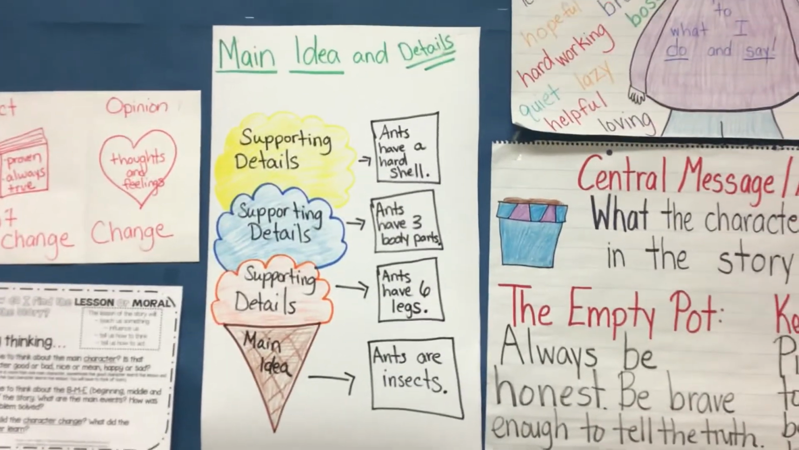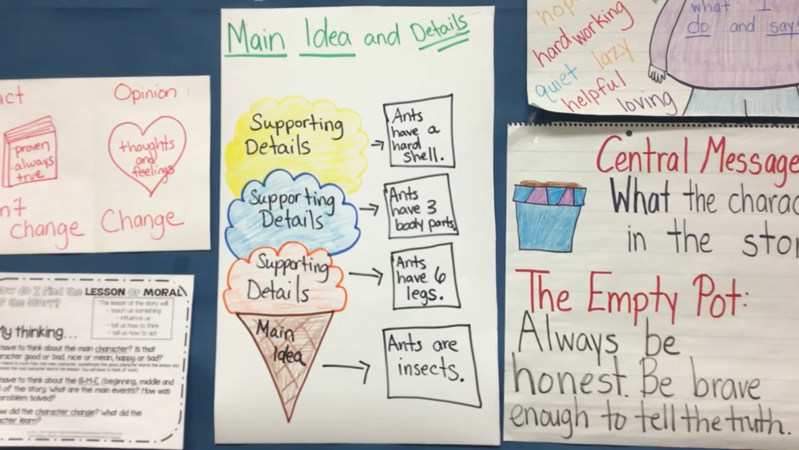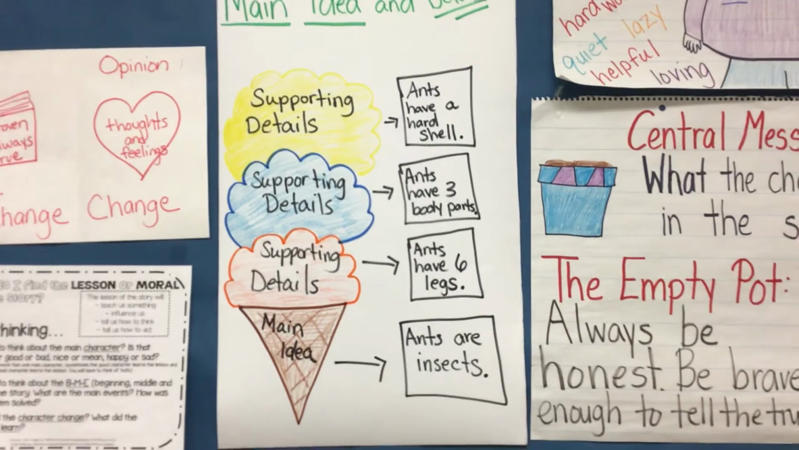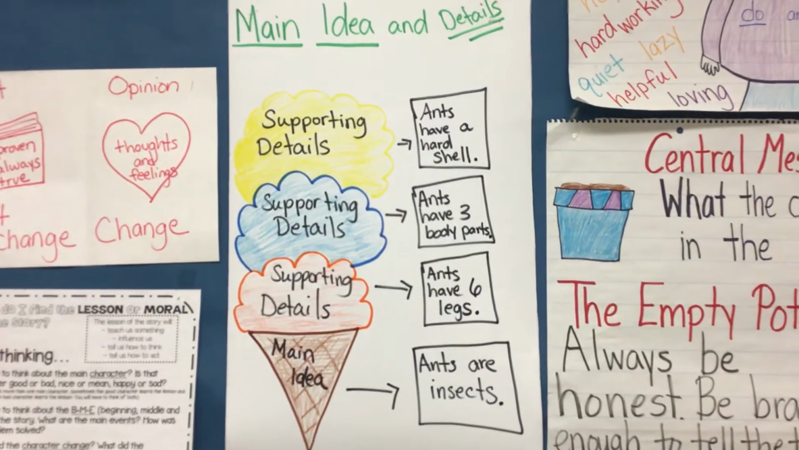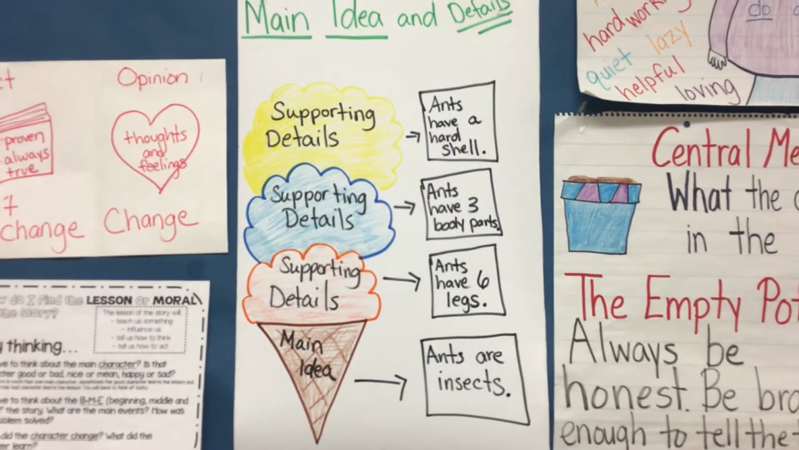Remember when we've talked about main idea and details in class, we've kind of imagined an ice cream cone. So the main idea is at the bottom. It's what's holding all those details. The cone is the main idea, and the scoops of ice cream on top are the supporting details that tell you more about the main idea.